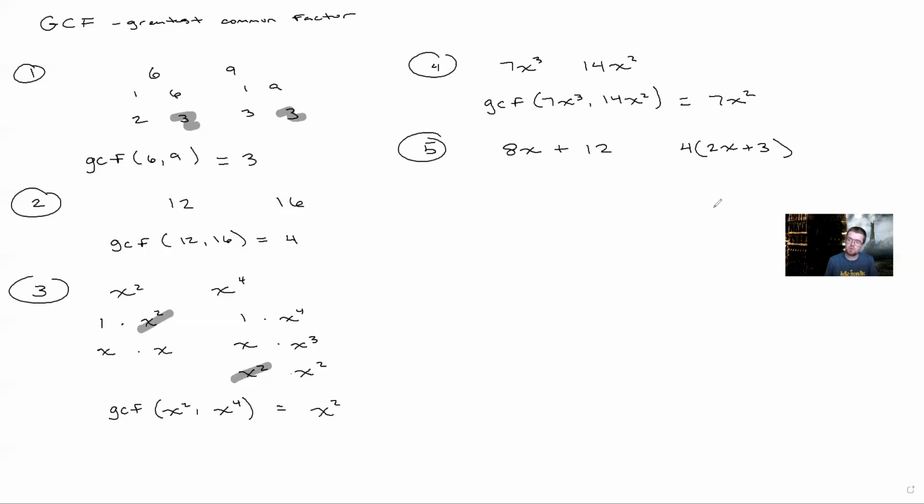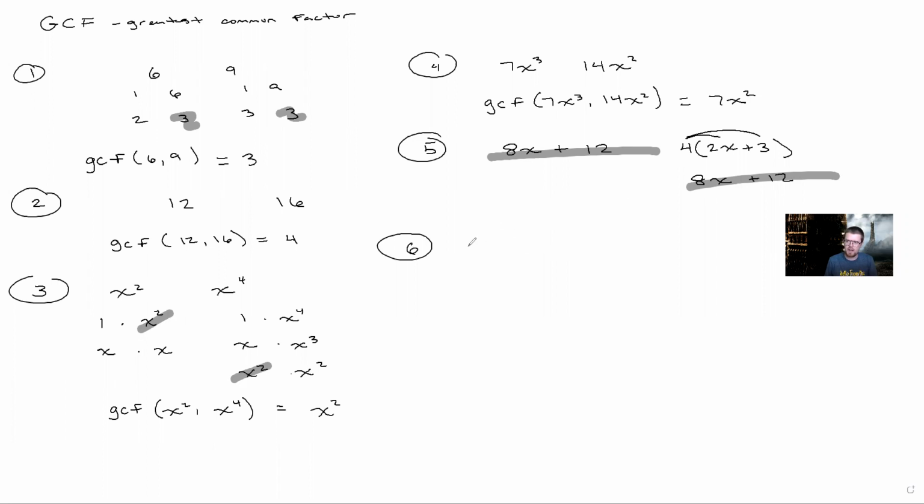Again, factoring is reverse distribution. So if I were to distribute that 4 back in, 4 times 2x and 4 times 3, I should get my original answer back. If not, that means I made a mistake somewhere. So be careful with that. Okay. And both in GCF and factoring, this applies to not only binomials or two terms, but it can apply to three terms as well.